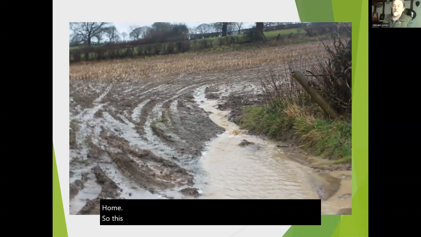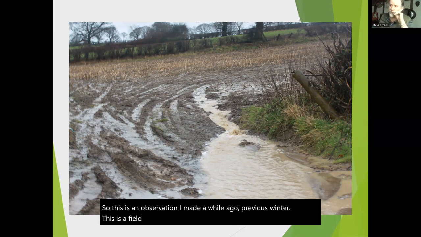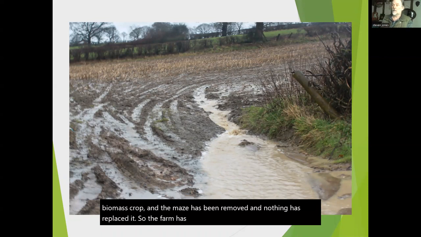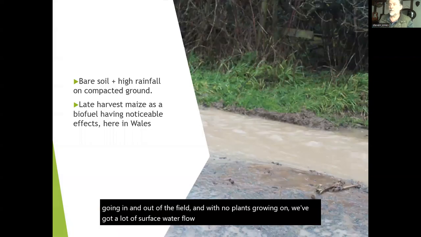This is an observation I made a while ago, previous winter. This is an agricultural field. It's been harvested late in the year and the crops have been removed. It was maize, which was grown as a biomass crop. The maize has been removed and nothing has replaced it. So the field has remained empty with bare soil all winter. That soil, you can see it's been compacted by agricultural vehicles going in and out of the field. And with no plants growing on it, we've got a lot of surface water flow, and consequently, we're seeing topsoil literally washing away.